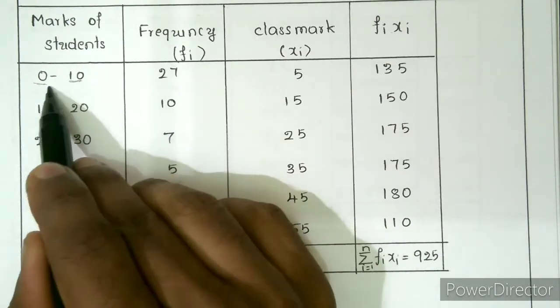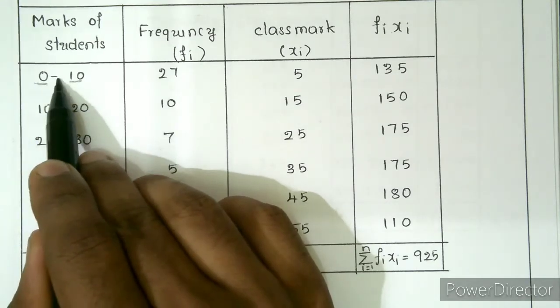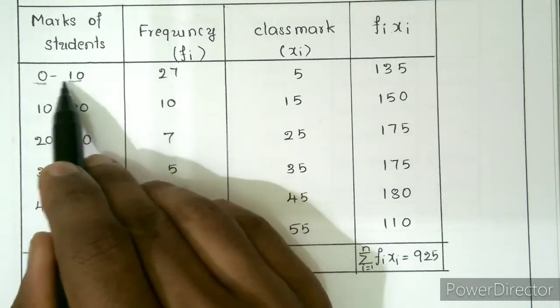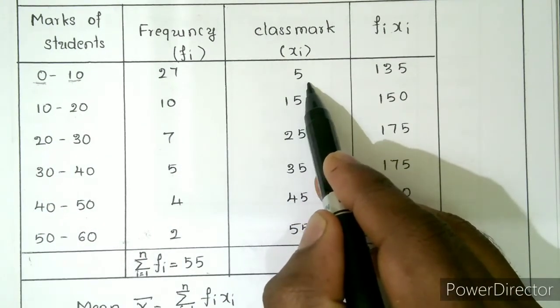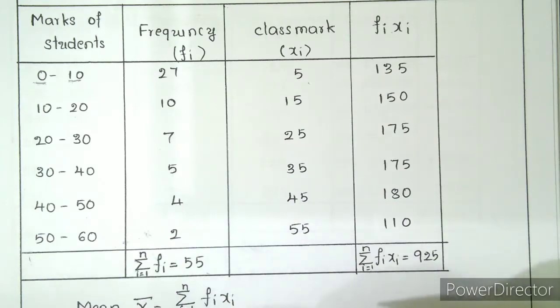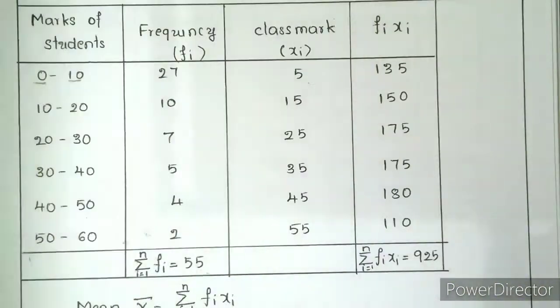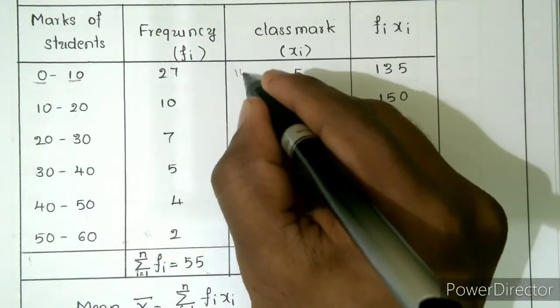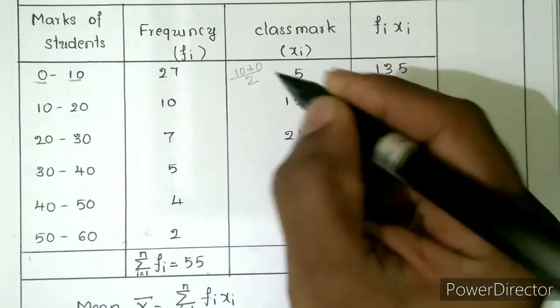So this is the upper limit and this is the lower limit. This class mark is exactly the middle point of 0 to 10. The middle point is 5. The formula for finding the class mark is (upper limit plus lower limit) divided by 2. So upper limit 10 plus 0 divided by 2, so 10 by 2 you get 5.